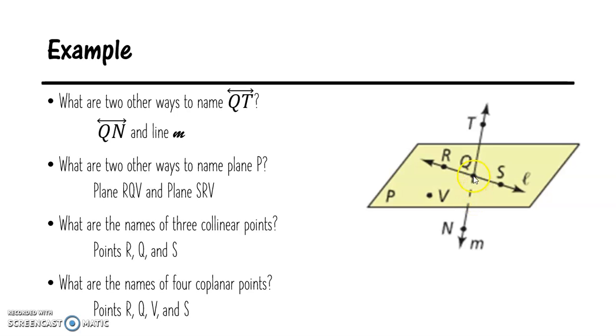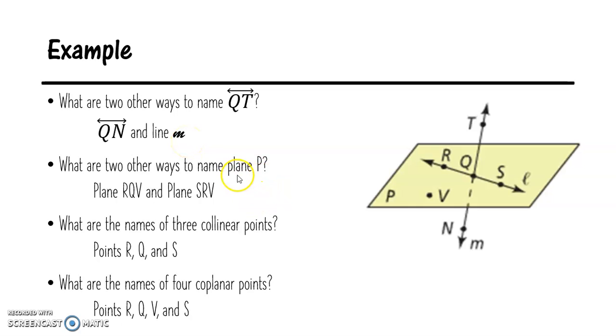Okay, for line QT, I just used another point on that line, so N. So I named it line QN. You can also use T to get line TN. You could switch the order of any of those. You could even write the word line next to this instead of using the line symbol. I also use this letter over here that's labeling that line, and I named it line M.